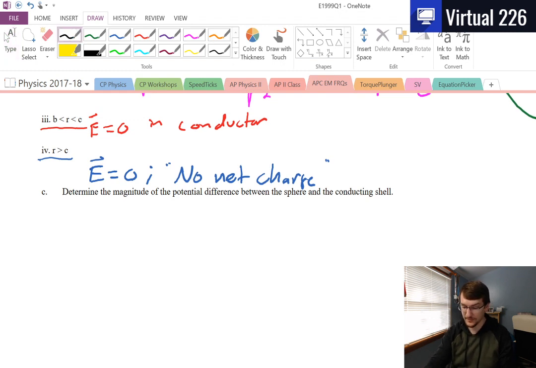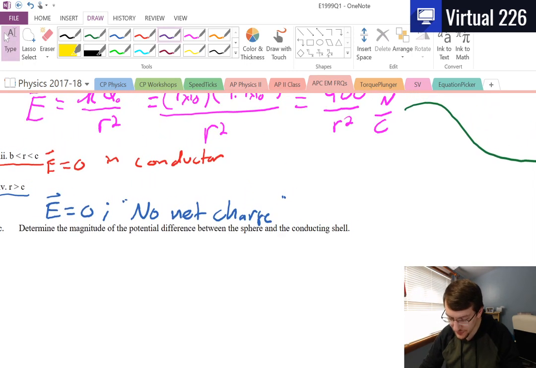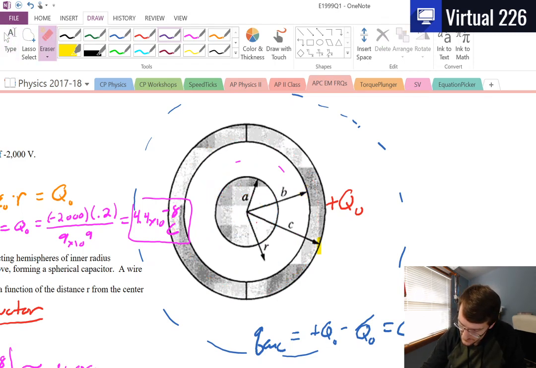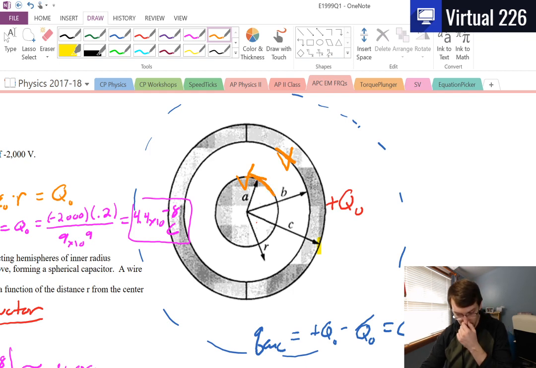So that's kind of cool there. For part C, they're asking us now: determine the magnitude of the potential difference between the sphere and the conducting shell. So, how do we do this? What's the potential difference between the sphere and the conducting shell? So, let's clear some of this up here. They want us to find what is the voltage here and what is the voltage here, and what's the difference between them.